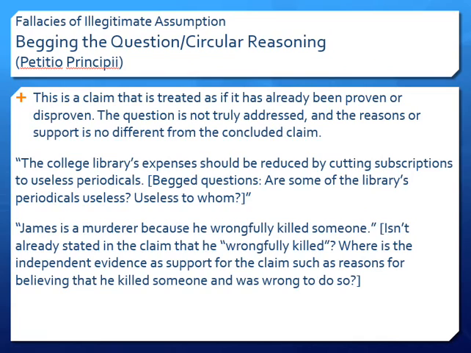Begging the question is circular in reasoning because the premise supports the conclusion while the conclusion returns to support the premise, thus stuck in a circular loop in reasoning.